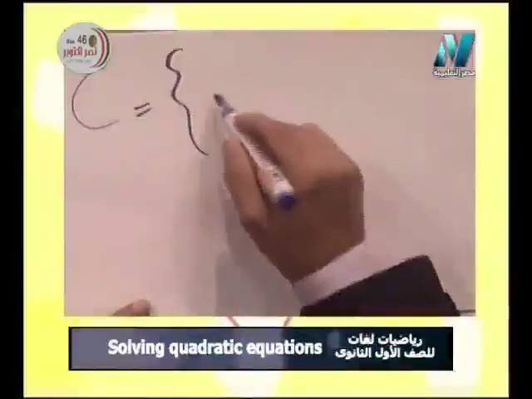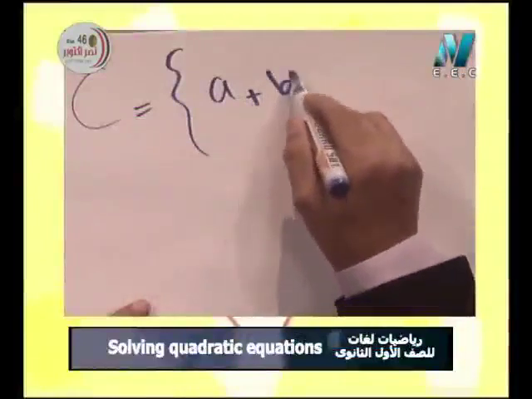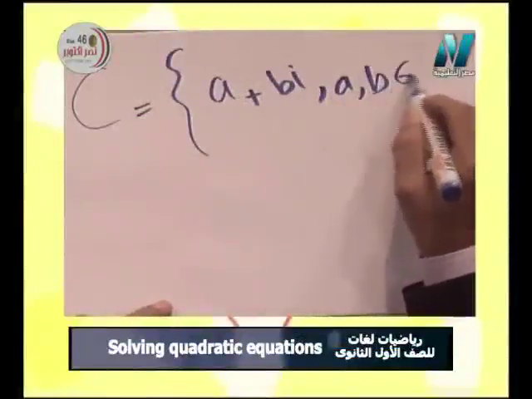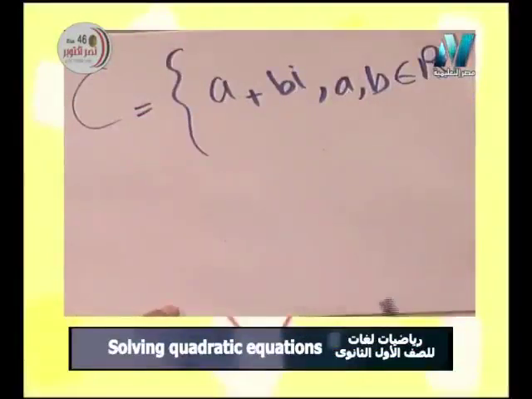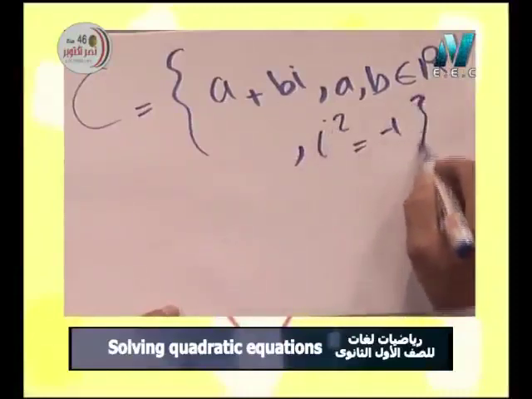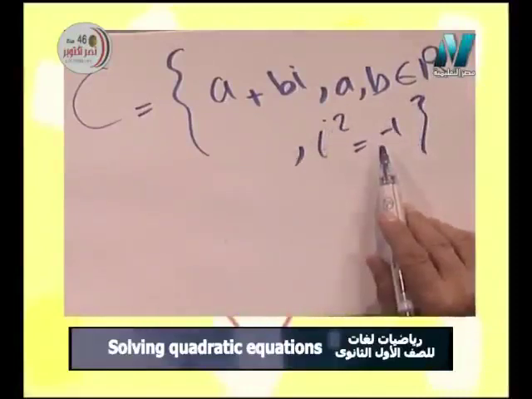Okay? Now we have complex numbers. Complex numbers consist of two parts, one of them real and the other imaginary, like this. The definition of the set of complex numbers will be a plus bi. Okay. A and b belong to R. They are real numbers. And i power 2 equals negative 1. This is the definition of complex numbers.